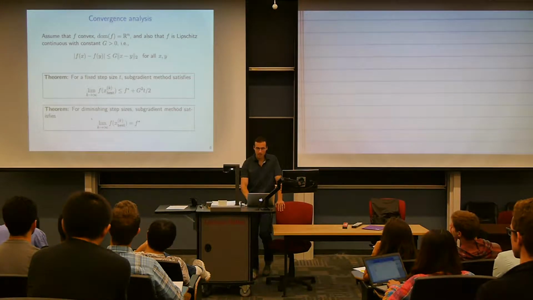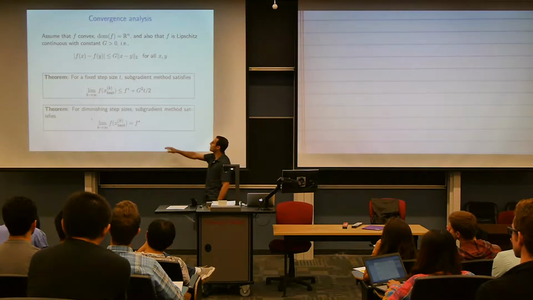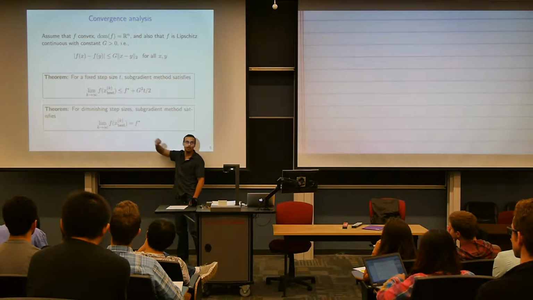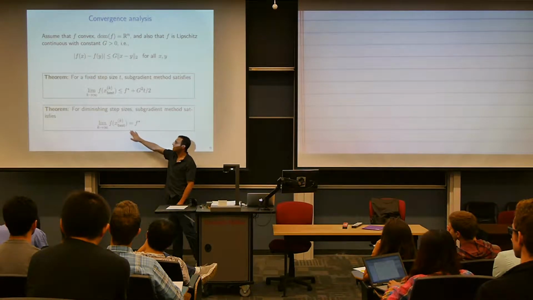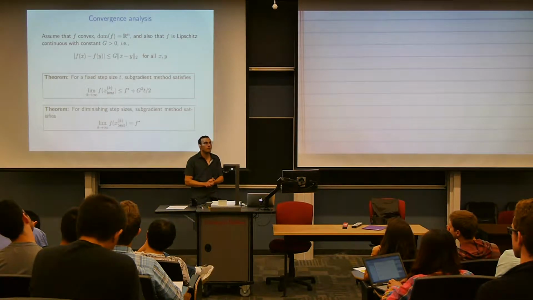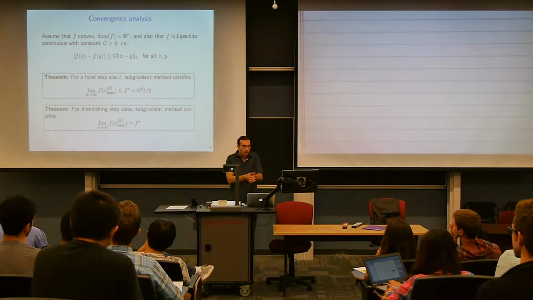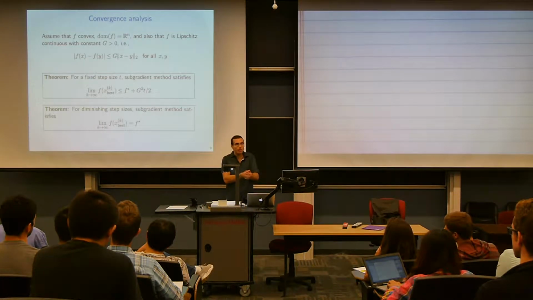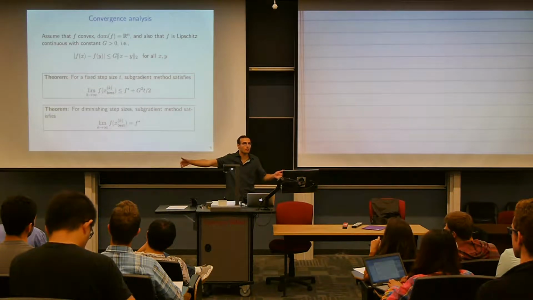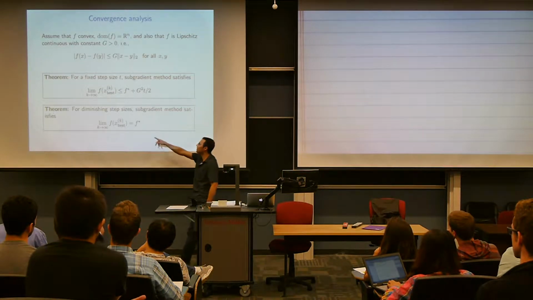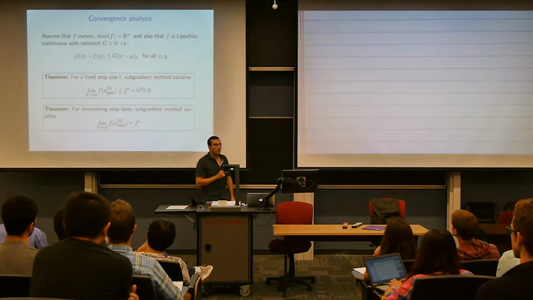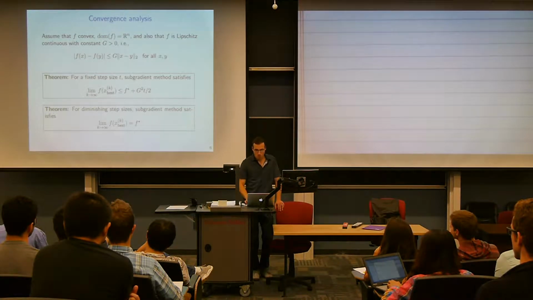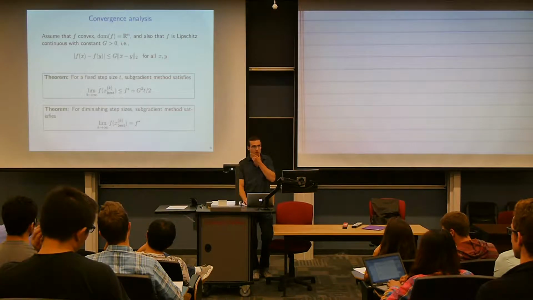For diminishing step sizes, the subgradient method satisfies this, which means that it's right in the limit. It's going to give us the optimal criterion value. If I look at the best criterion value I've achieved after k steps, and I let the algorithm run arbitrarily long, we're going to get arbitrarily close to f star. Okay, so these are two classic results on the subgradient method.